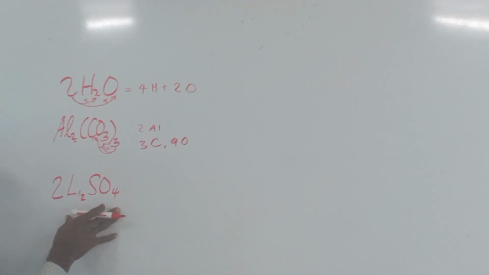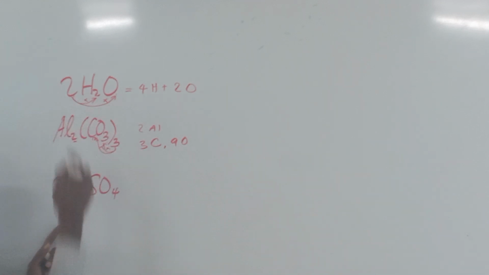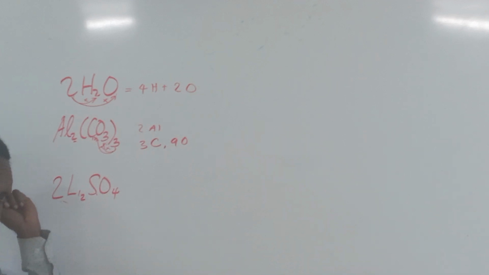But what if you end up with something like this? When you end up with something like this, it's similar to the one up here. The number in front is for all of them. You multiply everything. Now you see, for S here there is no number, but we know it's 1. I explained in one of my previous videos already that whenever we see 1 here, we don't normally write it down.